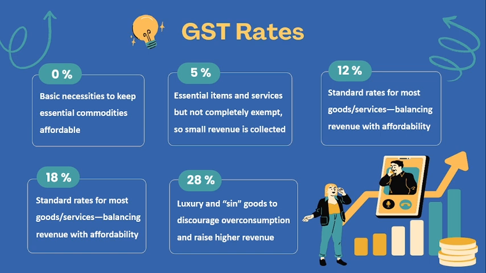Businesses provide SAC codes on invoices and in GST returns for the service they supply, ensuring proper tax calculation and compliance. For example, a consulting service might have SAC 9983 and attract GST 18%, while a transport service could have SAC 9965 with GST 5%. Using SAC codes brings transparency, avoids disputes, and helps both businesses and the government track service transactions accurately.